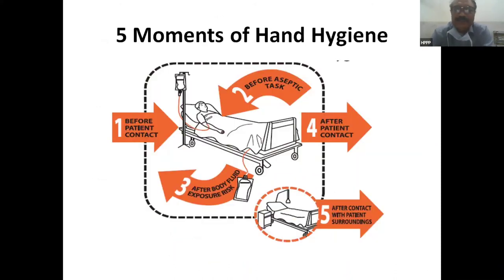There are 5 moments of hand hygiene: before patient contact, before an aseptic task, after body fluid exposure, after patient contact, and even after contact with patient surroundings. So these are the five moments where hand hygiene must be followed.